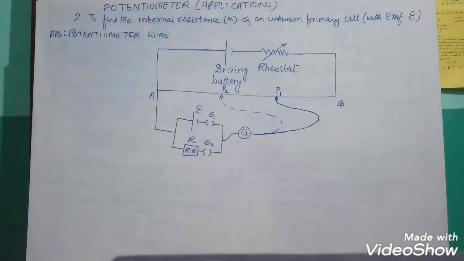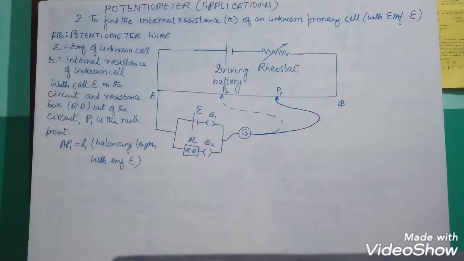Now by using the jockey, the null point P1 is searched along the potentiometer wire. Once we get the null point P1, we will measure the length AP1. Suppose this length is L1. So this length is the balancing length with EMF E. So students, you can see AP1 equal to L1 is the balancing length with EMF E. In accordance with the previously studied result, we can write E equal to KL1, where K is the potential gradient.